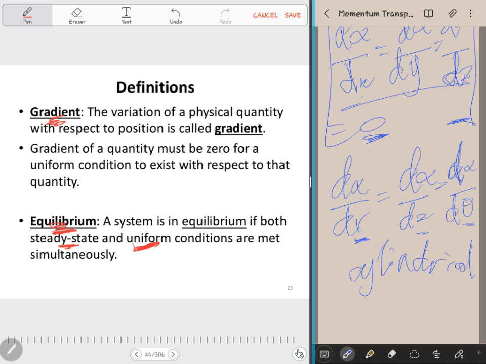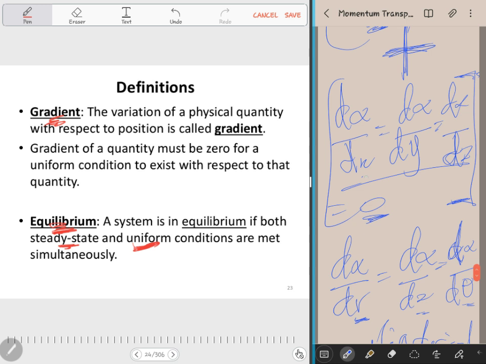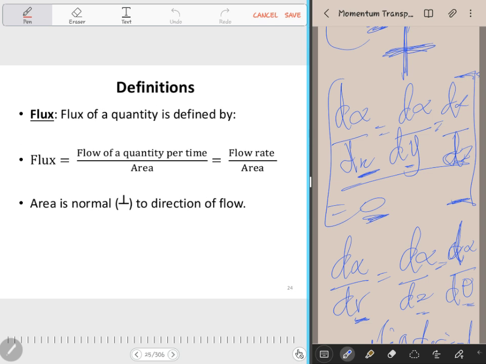So you see, when the steady state condition, time, and the uniform conditions, position, are both true, then the system is in equilibrium. When steady state and uniform conditions are met simultaneously, we say the system is in equilibrium. Are we okay? Now we meet something, we see flux, right?